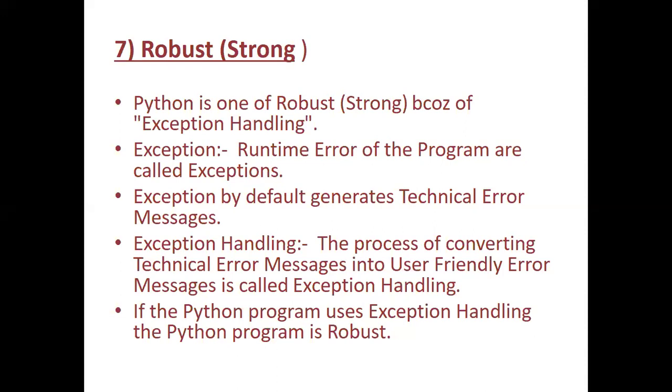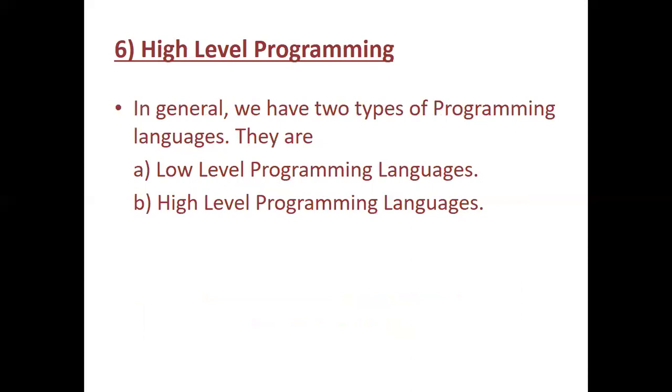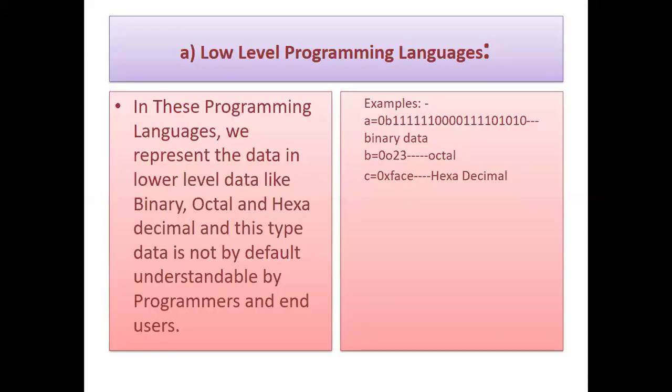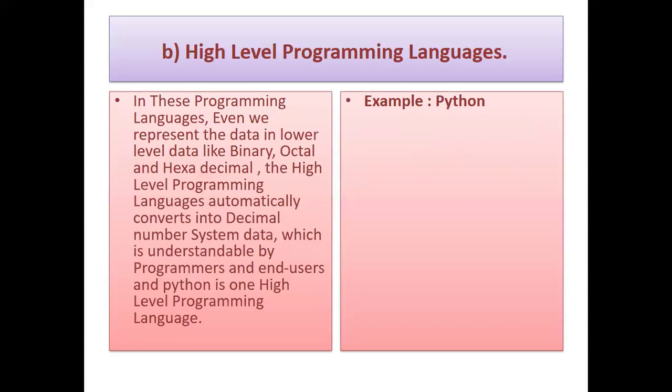Okay, is this clear? The process of converting technical error messages into user-friendly error messages is called exception handling. And if a Python program uses exception handling, the program is robust. So Python is a robust language because of its exception handling. Is this clear to everyone till here? Students need to answer. Okay, let's proceed.